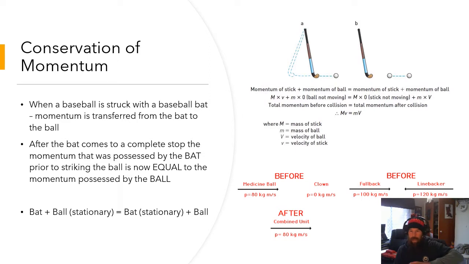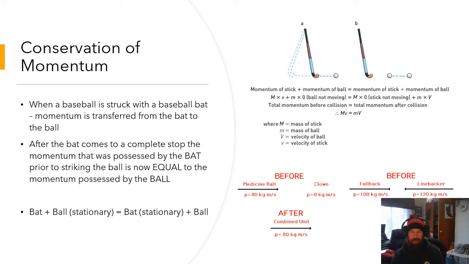So we talked about, or the video that we watched briefly touched on, conservation of momentum. Conservation basically means constant, not changing. When a baseball is struck with a baseball bat, the momentum is transferred from the bat to the ball. After the bat comes to a complete stop, the momentum that was possessed by the bat prior to striking the ball is going to be the same as the momentum that is possessed by the ball moving off now. So basically the bat plus the ball when it's stationary is equal to the bat, which is now stationary, plus the momentum of the ball.